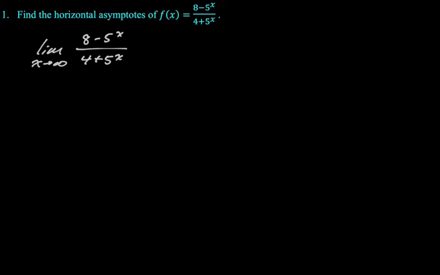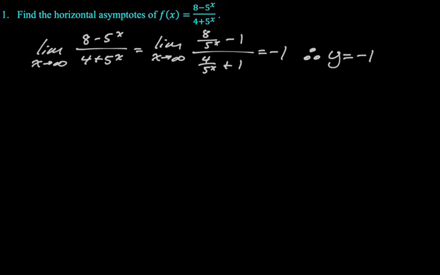What you're going to want to look at is the dominant term. So in the numerator, what is the dominant term? It's 5 to the x. In the denominator, the dominant term is 5 to the x. I'm going to divide everything I see by 5 to the x. So I'm going to get the limit as x approaches infinity of 8 over 5 to the x minus 1, over 4 over 5 to the x plus 1. Now if x approaches infinity, 8 over 5 to the x goes to 0, and 4 over 5 to the x goes to 0. All that's left is negative 1 over 1, which means this is negative 1. Therefore, we can definitely say that y equals negative 1 is one of the horizontal asymptotes.